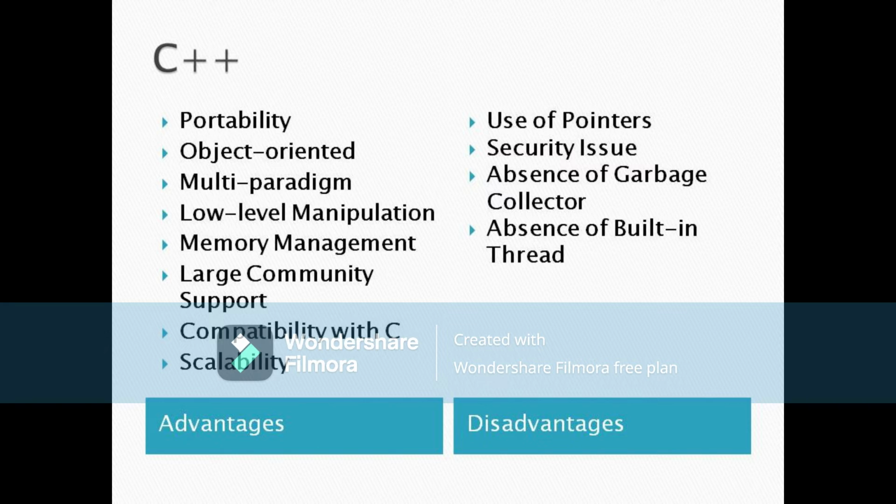Now come the disadvantages of C++. First is use of pointers. Pointers in C++ are a relatively difficult concept to grasp and they consume a lot of memory. And if you are misusing the pointers, suppose you are using wild pointers, that may cause the system to crash or behave anomalously, right? So anomalies could be created in that case.